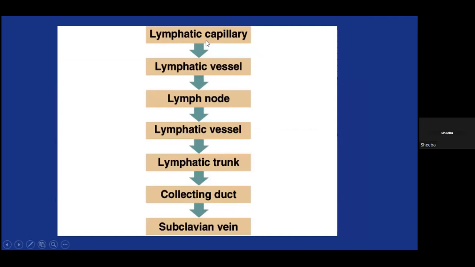From the interstitial space, the lymphatic capillaries absorb the fluid, and then it goes to the lymphatic vessels, and then it enters the lymph node for filtering out harmful substances. Then again it goes to the lymphatic vessels, and in between there will be a lymph node. If there is a lymph node there, the fluid definitely enters it for filtering out harmful substances, and then it goes to the lymphatic trunk. Finally, through the collecting duct, the fluid enters the subclavian vein.